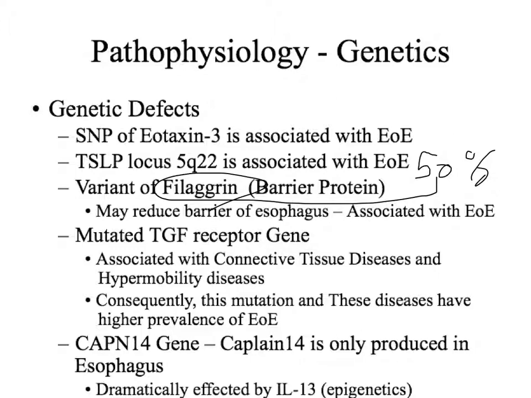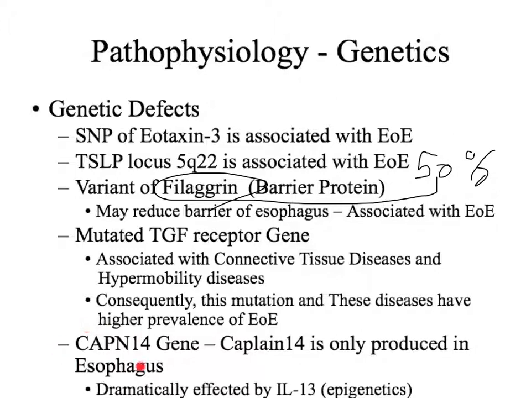Exactly what its effect is in the esophagus is not exactly known from the research I looked at, but the hypothesis is that it has some type of barrier role in the esophagus as well. And so I'm wondering if they mean by that that it keeps out eosinophils or if it keeps out antigens.